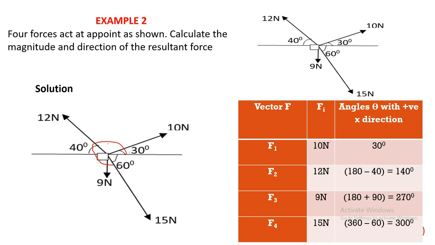Somebody may say, but it makes 60 directly with the positive x-axis. We don't count it that way. You count these angles anti-clockwise, not in the clockwise direction. All the ones we've been counting so far have been in the anti-clockwise direction. 15 Newton will not be an exception.